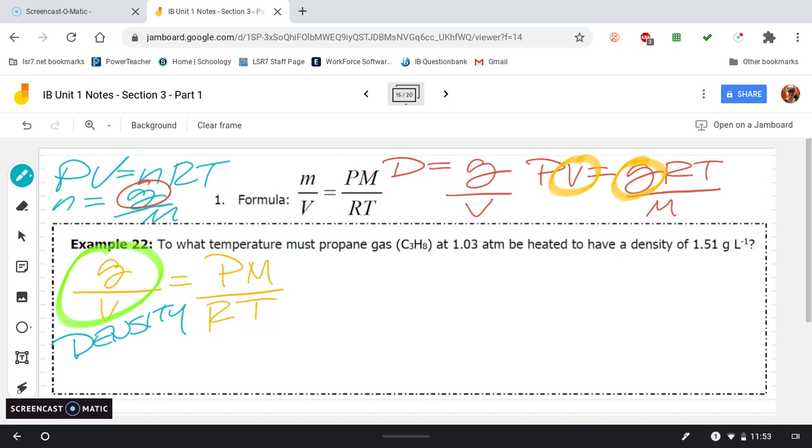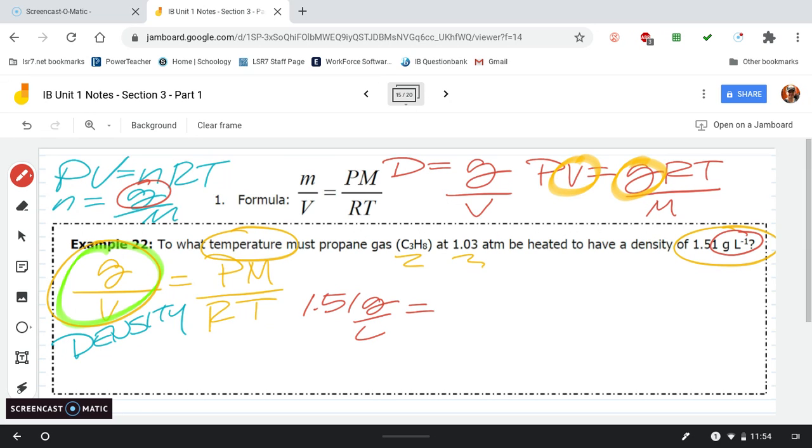It says, what temperature, okay, we're looking for temperature, must the propane gas, okay, we got a formula, at 1.03 atm be heated to have a density of 1.51? Okay, well, we got density. So let's replace both grams and volume, like I said, with density. So we're going to go ahead and do that. So that's going to be, here we go, 1.51, and that's grams per liter. So there's our density.